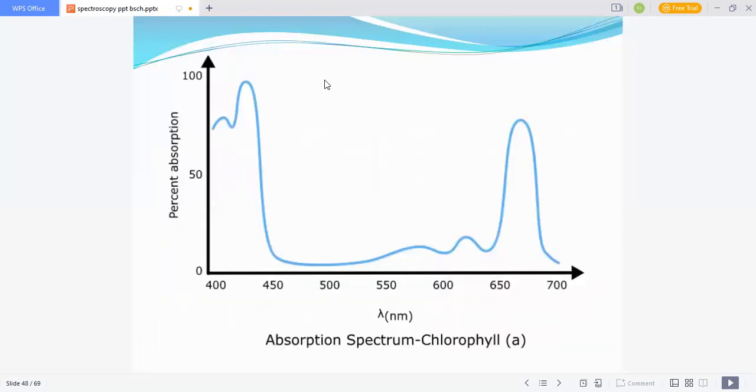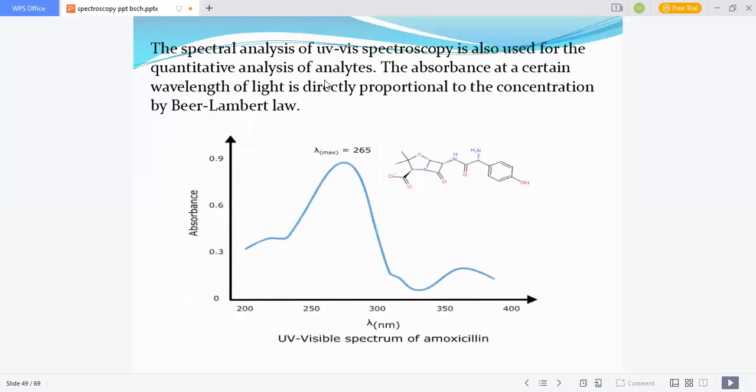Move to next slide, show the graph. Absorption spectrum of chlorophyll A. UV visible spectrum is also used for the qualitative analysis of analyte. Absorbance at certain wavelengths of light is directly proportional to the concentration by the Beer-Lambert law.